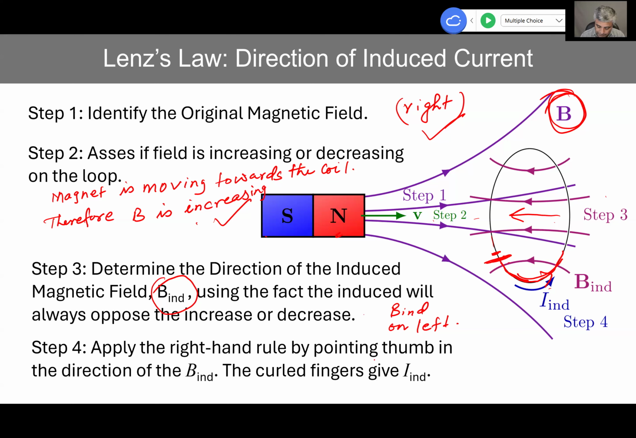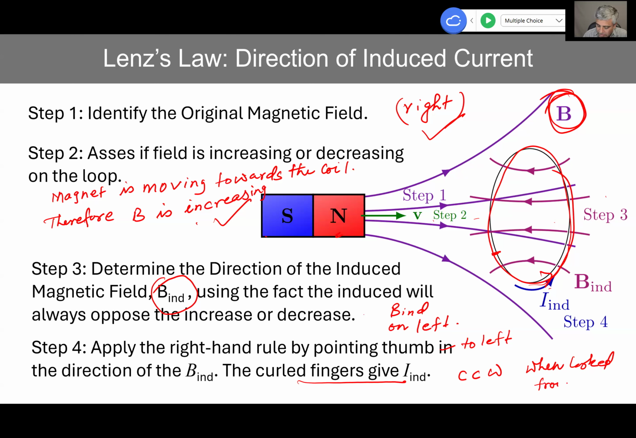So thumb pointing to the left, in this particular case, left. So the fingers curl. When I look from the left side of the coil, depending on which side of the coil you are looking from, clockwise and counterclockwise are going to be different. So when I look from this side, this is counterclockwise. Counterclockwise when looked from left.